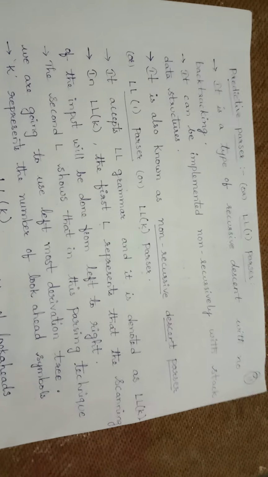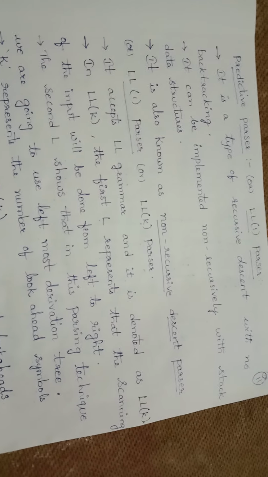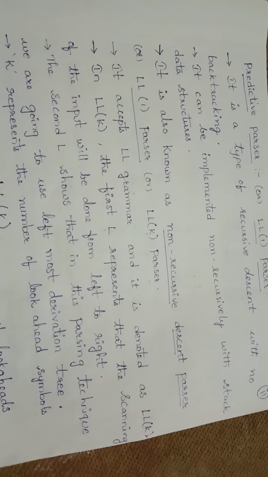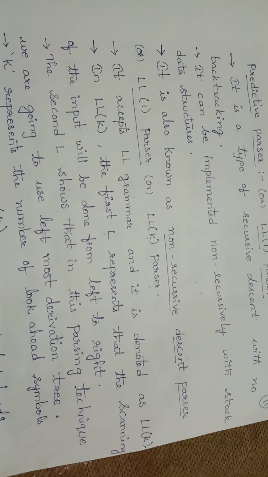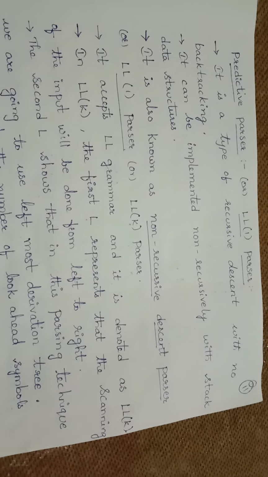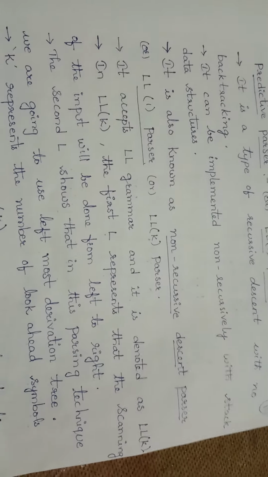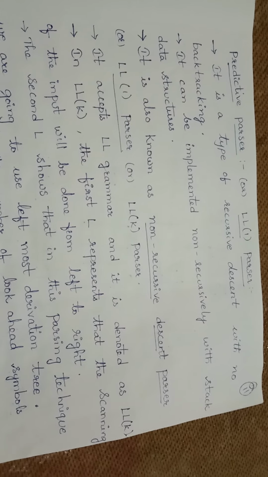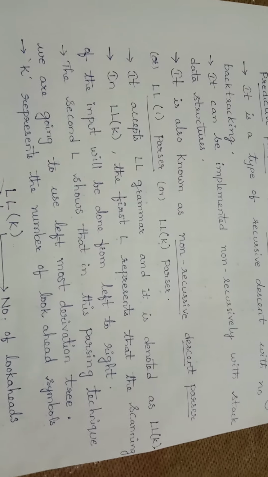Predictive parser. Predictive parser is also called as LL1 parser. It is a type of recursive descent parsing with no backtracking. It can be implemented non-recursively with the stack data structure. It is also known as non-recursive descent parser or LL1 parser or LLK parser. So predictive parser itself is also known as non-recursive descent parser, LL1 parser or LLK parser.